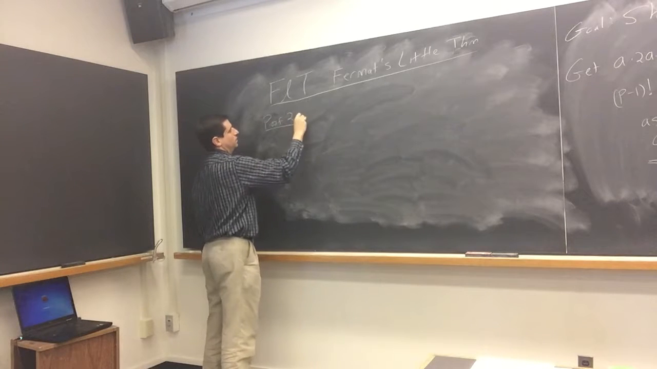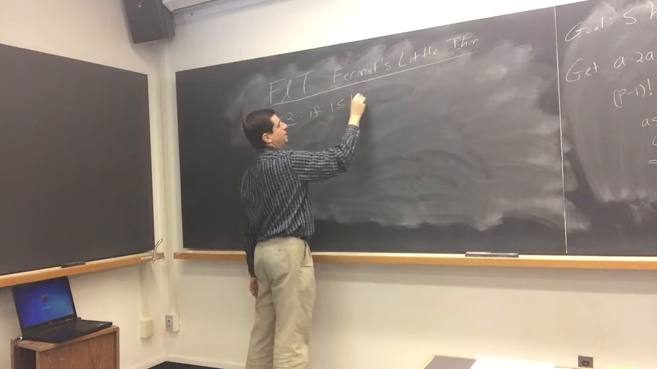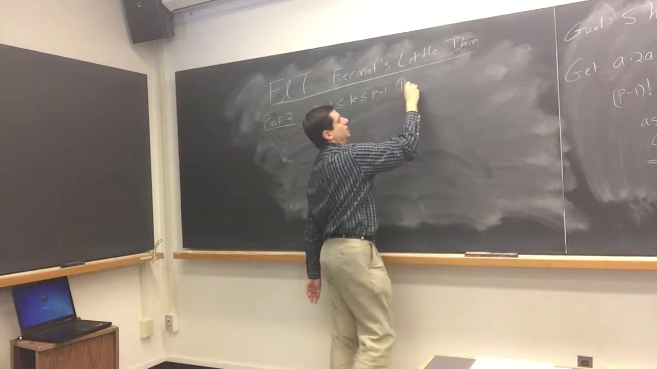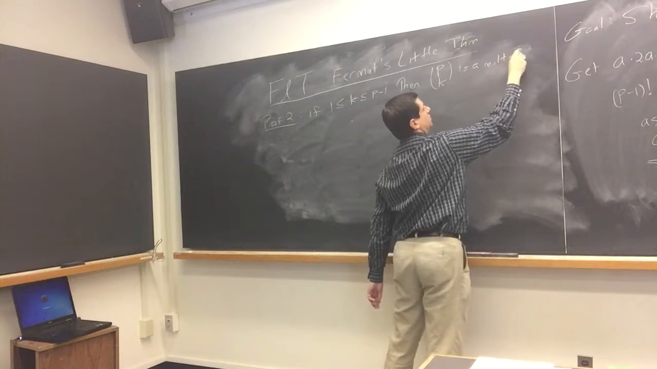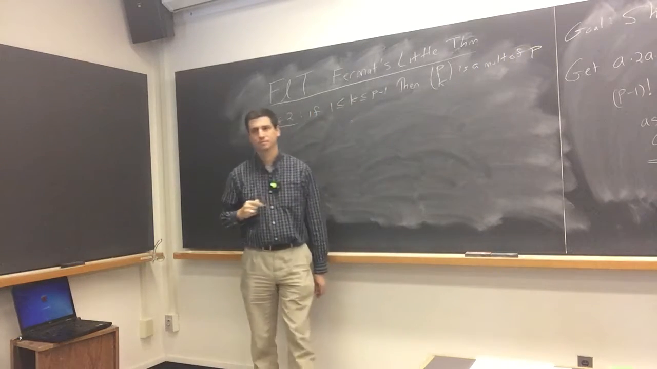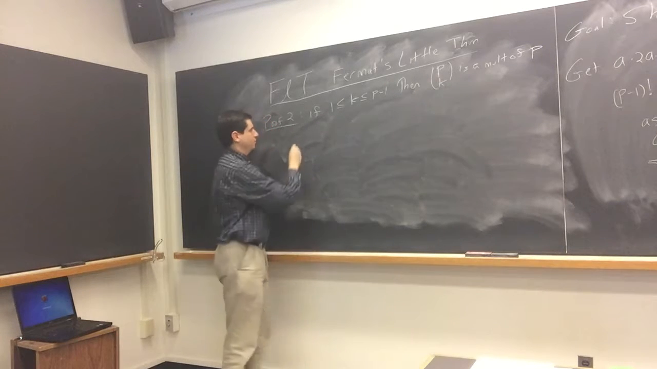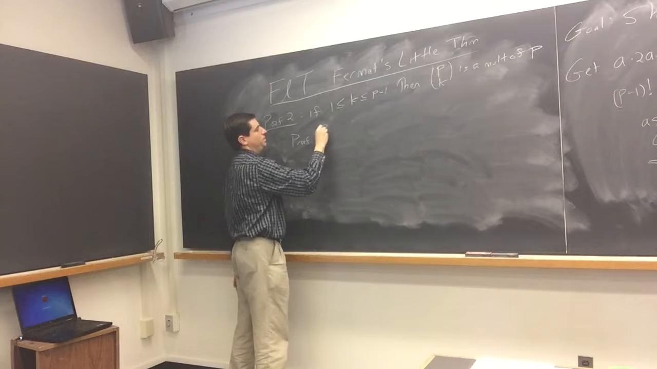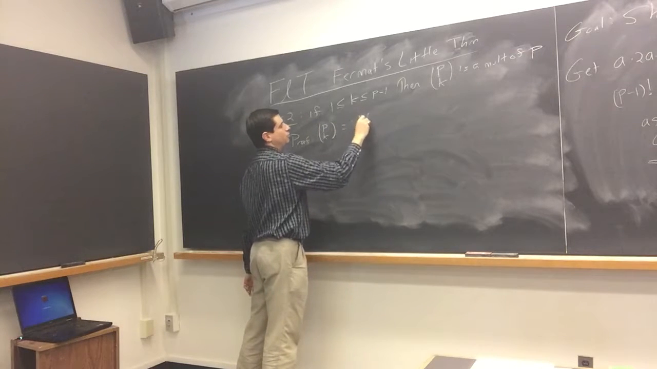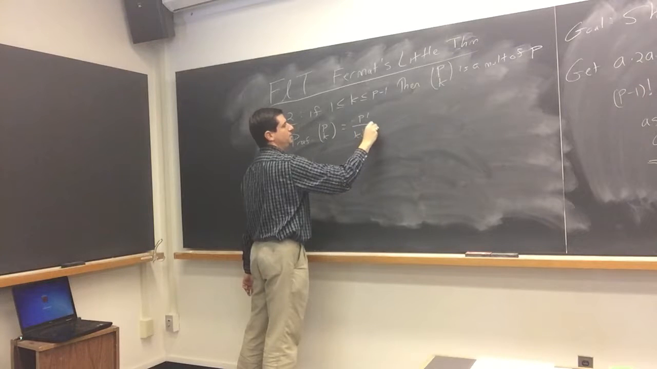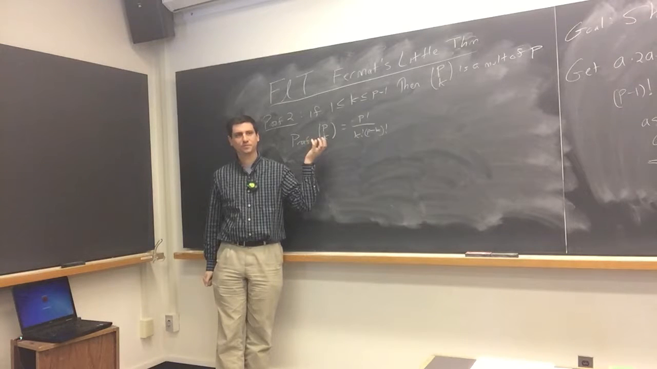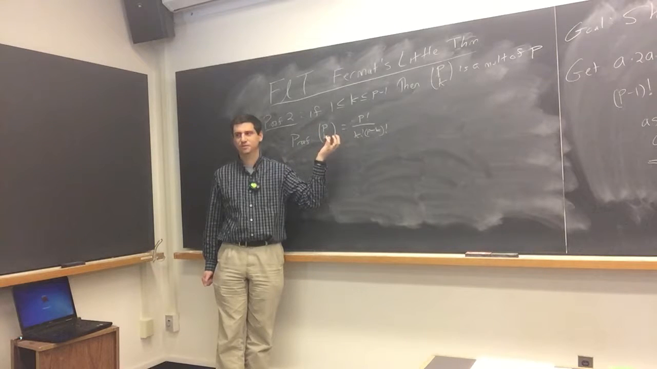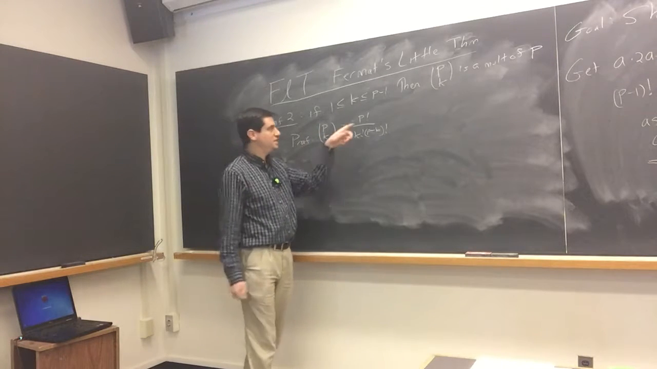Proof 2. If 1 is less than or equal to k is less than or equal to p minus 1, then p choose k is a multiple of p. Proof. P choose k is p factorial over k factorial times p minus k factorial. What kind of number is p choose k? So what kind of number is this? It's an integer.